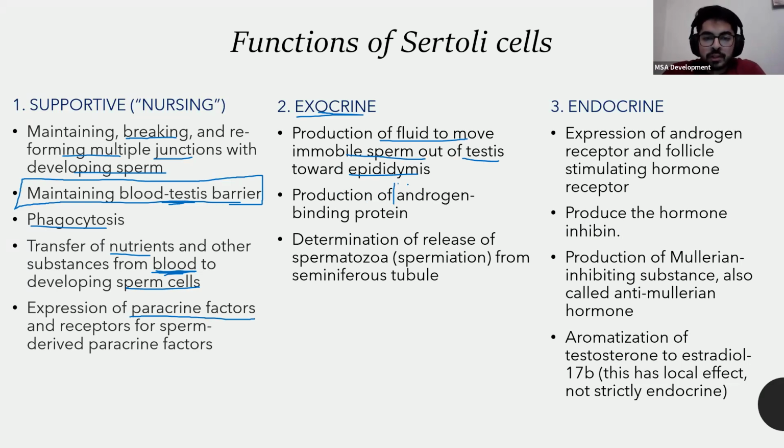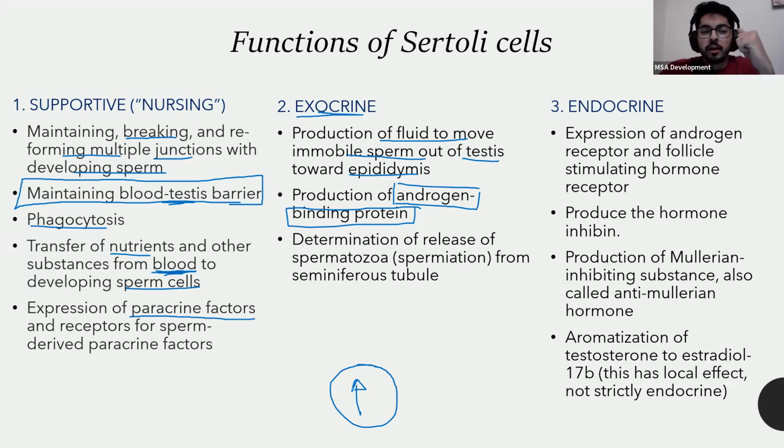Another very important function of Sertoli cells is the production of androgen binding protein. This protein is very important because it's going to bind testosterone. And you know, guys, that testosterone is very important for the development of sperms. It has to be present inside the lumen of the seminiferous tubule. So this androgen binding protein is going to bind testosterone, and it's going to increase its concentration a lot inside the seminiferous tubule, so that the sperms are going to use it to develop. Okay, if this testosterone was not present there in a high concentration, the sperms won't develop well.